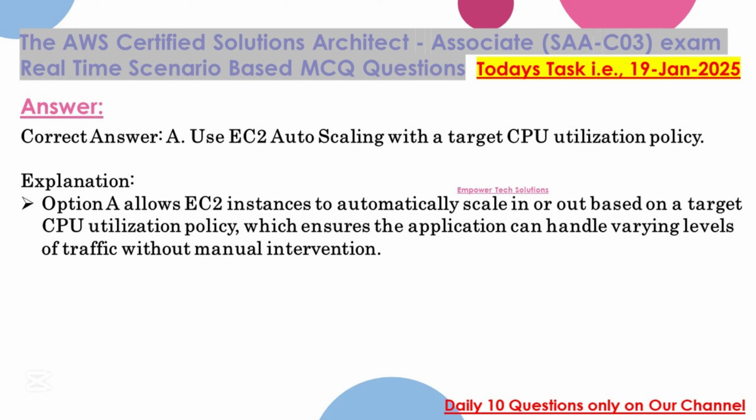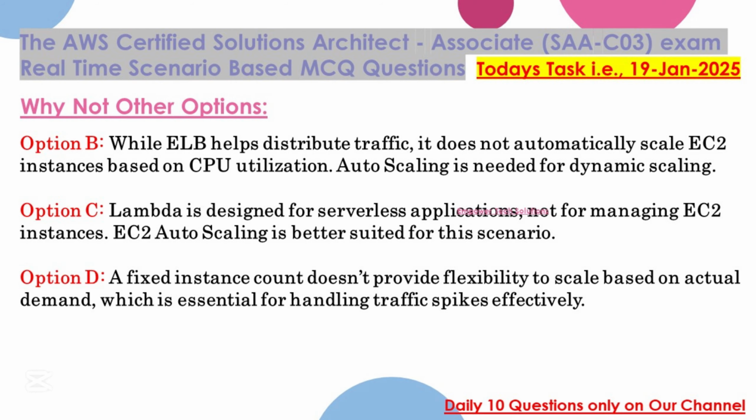Explanation: Option A allows EC2 instances to automatically scale in or out based on a target CPU utilization policy, which ensures the application can handle varying levels of traffic without manual intervention. Why not other options? Option B: while ELB helps distribute traffic, it does not automatically scale EC2 instances based on CPU utilization. Autoscaling is needed for dynamic scaling.